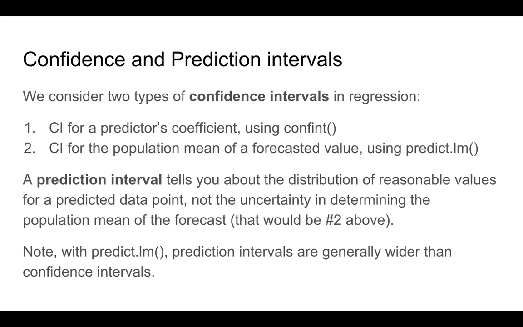So the confidence statement basically gives me the confidence interval for a predictor's coefficient, all right? And the confidence interval of the population mean for a forecasted value is given by the predict.lm statement. Whereas the difference between a confidence interval and a prediction interval is that the prediction interval tells you the distribution of reasonable values for a predicted data point.